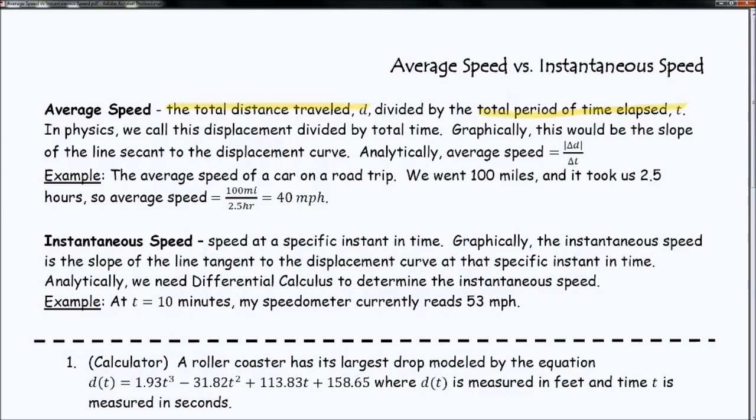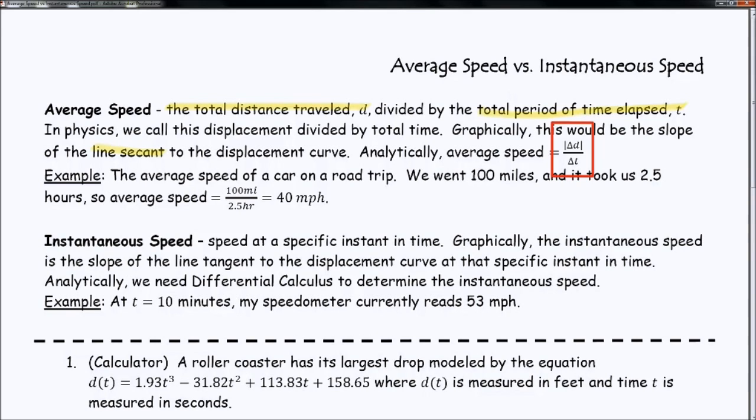Graphically, it would be the slope of the secant line, not the tangent line, to your curve. Analytically, we use the absolute value of your distance. The absolute value means the total distance, not your current position, because if you're traveling on a road trip, you could have turned around and made U-turns. We're looking at the total distance you have traveled divided by time.